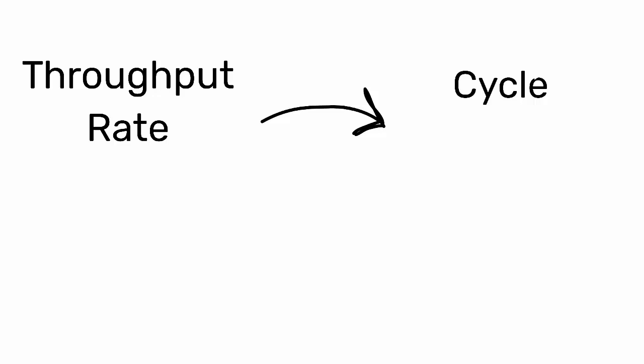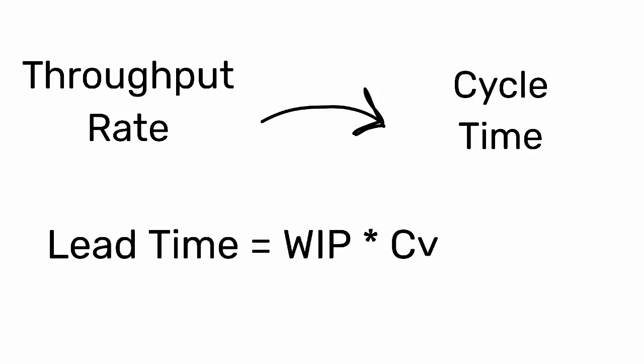Now let's look at another form of the law. Sometimes instead of using throughput rate, we use cycle time, which is the time needed to process one single item. Then the formula becomes lead time equals work in progress multiplied by cycle time. We can test that with numbers.